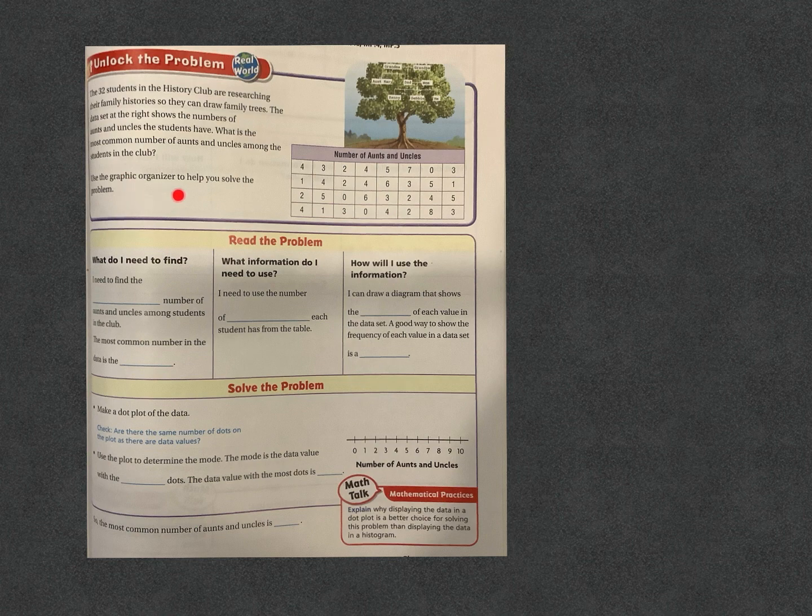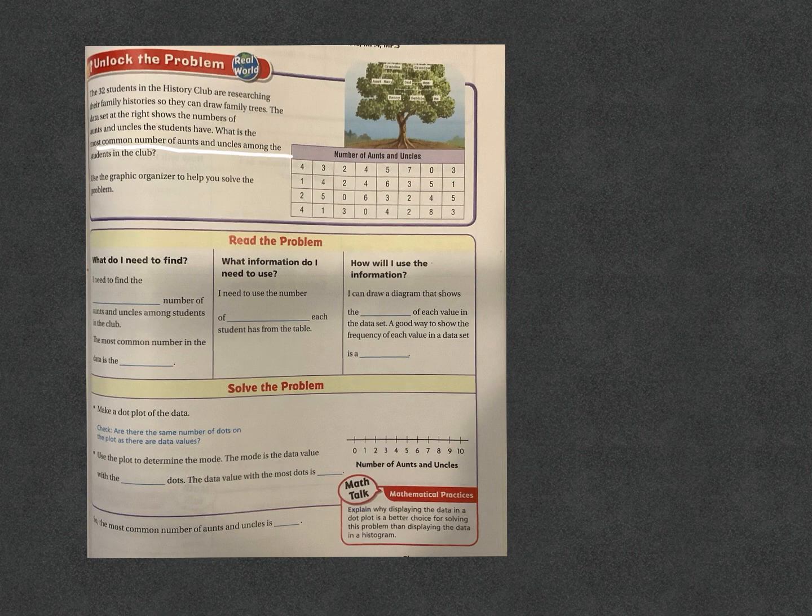So we'll use this graphic organizer here to help us solve the problem. So here's our information. They're looking up aunts and uncles in their family tree. Number of aunts and uncles for all 32 of the students. Some had 4, 3, or one person had 4, 3, 2, 4, and on and on. What do I need to find? I need to find the most common number. That's what they asked for. What is the most common number of aunts and uncles in there?